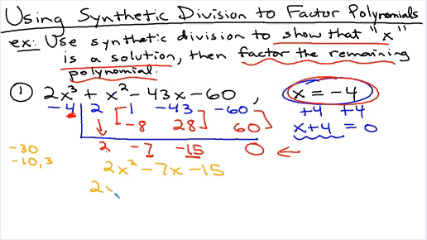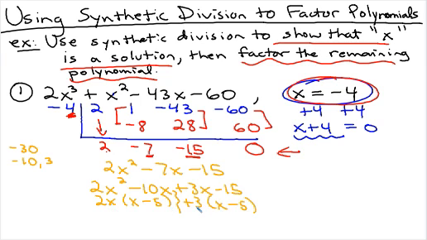So that's 2x squared minus 10x plus 3x minus 15. Split this in half. Pull out a 2x. I have 2x times x minus 5, so I'm hoping for an x minus 5 here. Yes, if I pull out a 3. So this thing factors into 2x plus 3 times x minus 5.